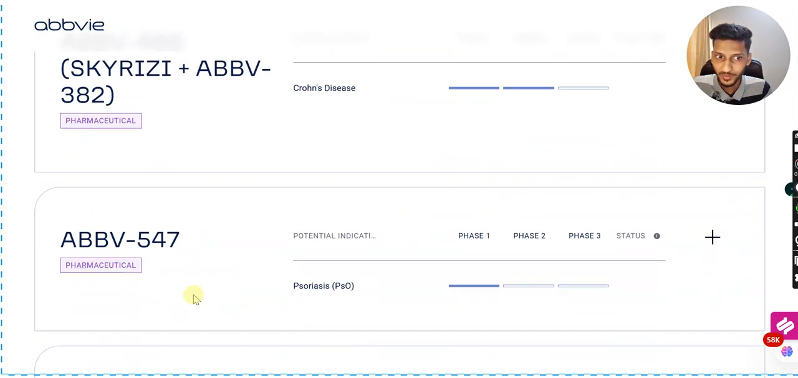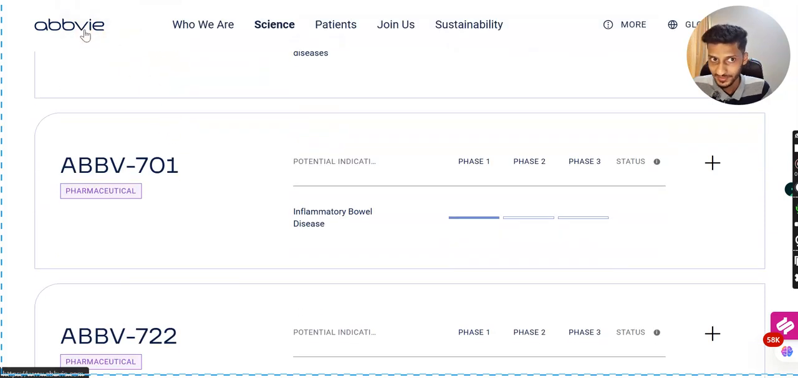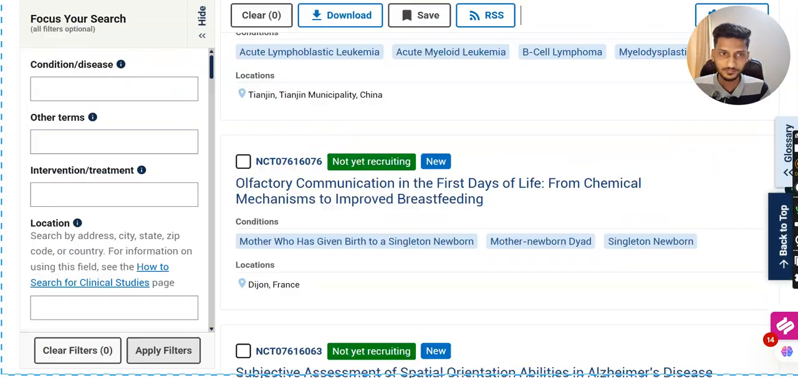Now, this is not the only way to look at all the drugs and their status in the clinical development. You could also alternatively go to clinicaltrials.gov and filter out for this particular sponsor, which is AbbVie, and see what are the different studies that they are currently undertaking. So let's take a look at that as well in a minute.